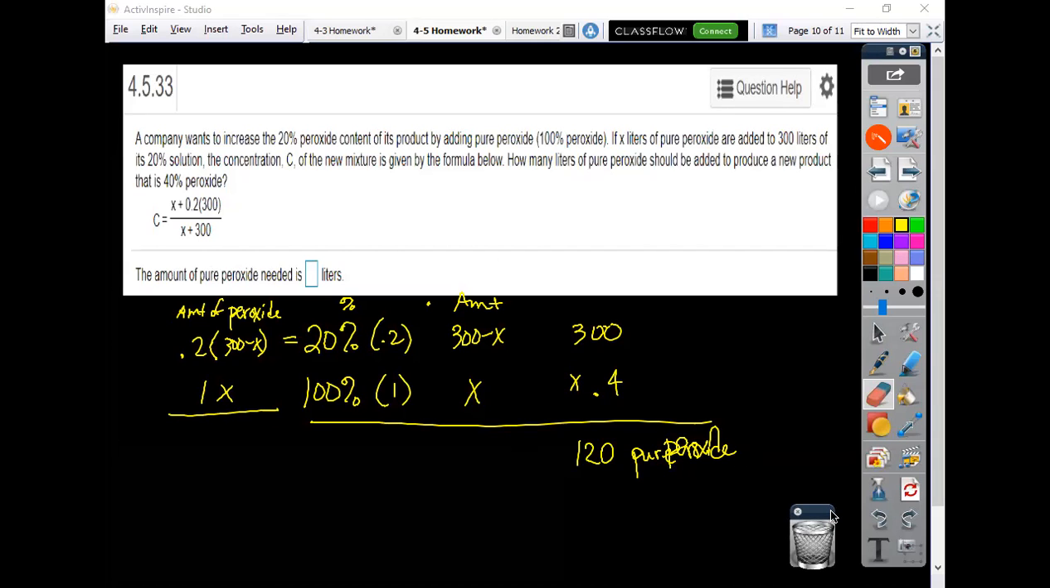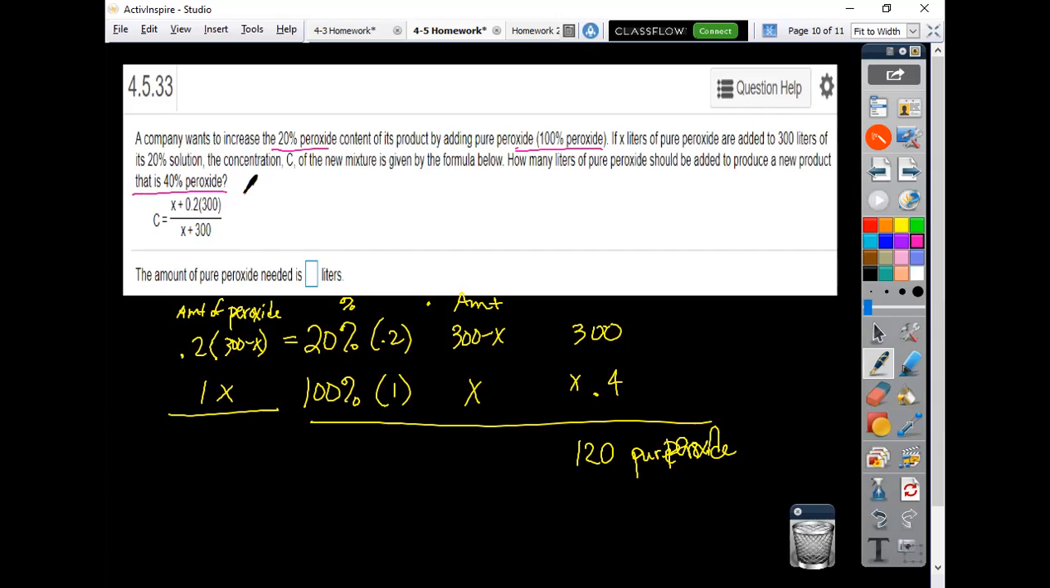Okay, this problem is about mixing some percents of some chemical. Sometimes it'll be alcohol, in this case they're saying peroxide, and sometimes it might be some specific chlorine or something else in chemistry. For this peroxide, we have a 20% solution, and we're going to mix it with a pure 100% solution. When you do that, you get something in between, in this case a 40% solution.